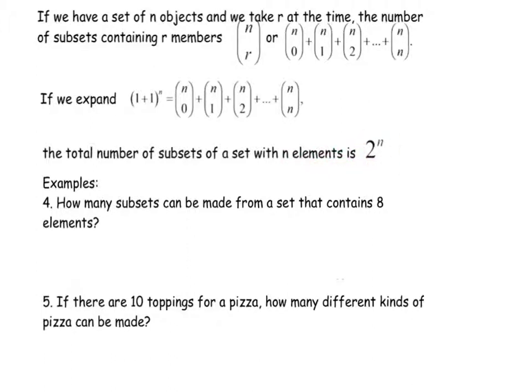So if we look at the example, how many subsets can be made from a set that contains 8 elements? I would say 2 to the 8th power, which is 256. And in the next example, or in the last example for this lesson, if there are 10 toppings for a pizza, how many different kinds of pizza can be made? So in this case, we are going to say 2 to the 10th power, which is 1024.